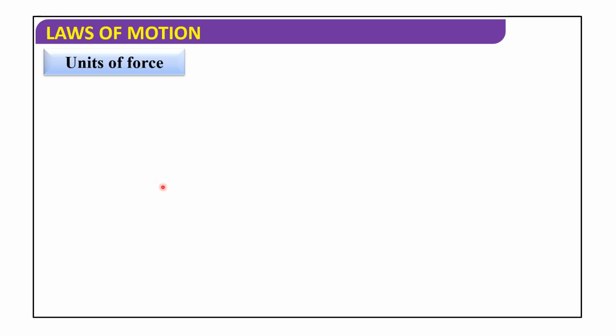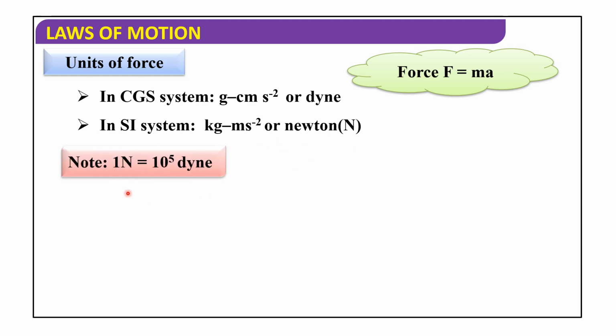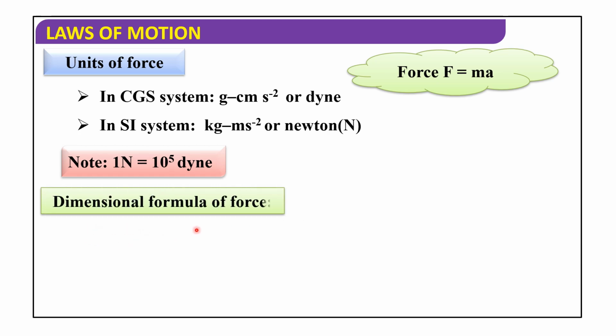Now we'll discuss units of force. Force F is equal to ma. So in the CGS system, the unit is gram centimeter per second square, or dyne. In the SI system, it is kilogram meter per second square, or Newton. So 1 Newton is equal to 10 to the power of 5 dyne. Now the dimensional formula of force is M L T to the power minus 2. So M L T to the power minus 2 is the dimensional formula of force.